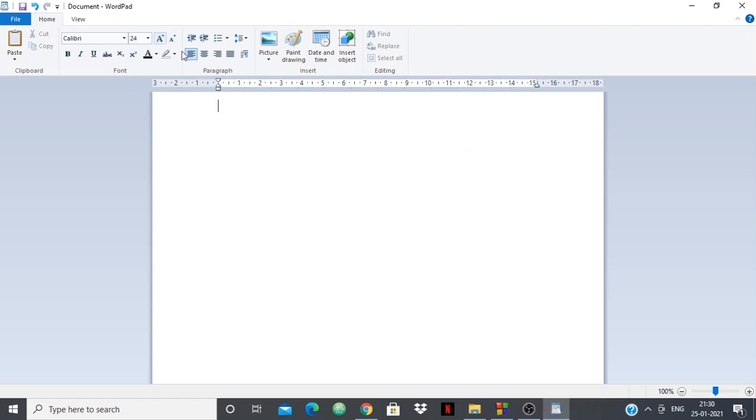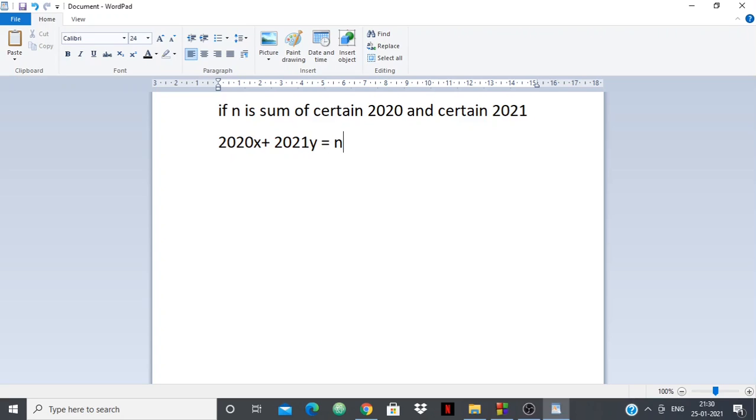So let's just see. Basically what we have to do is check if n is a sum of certain 2020s and certain 2021s, right? Mathematically, what does it mean? It means that 2020x plus 2021y should be my n, where x is a positive integer and y is a positive integer or 0. If I find x and y such that 2020x plus 2021y equals n, then n can be represented as a sum of 2020s and 2021s. Correct, right? So let's move on this equation a bit.